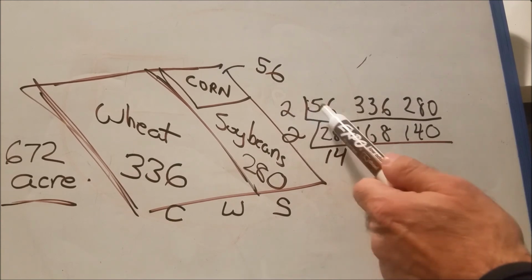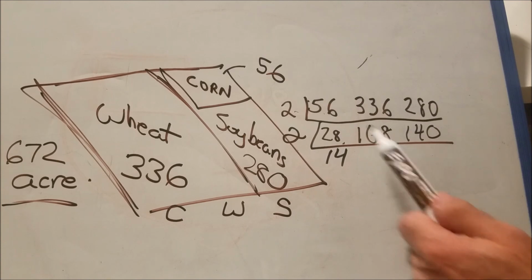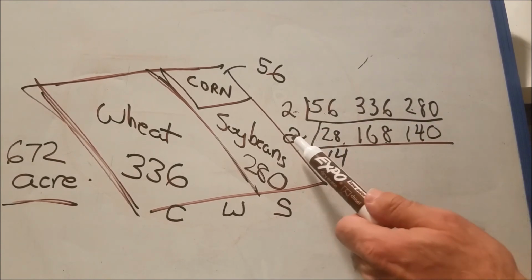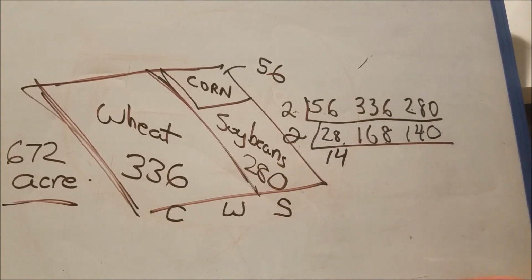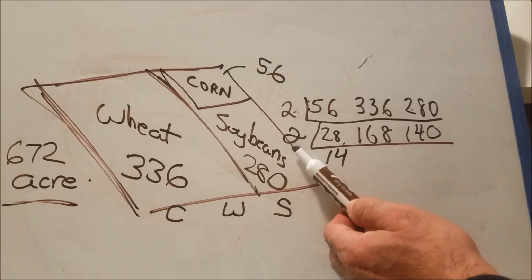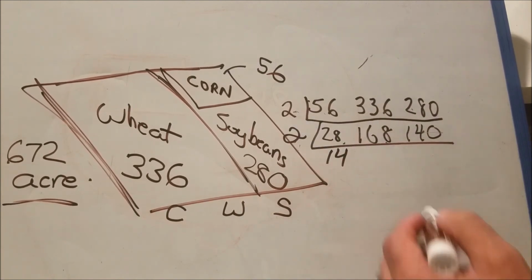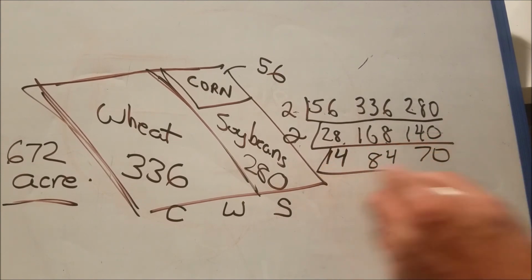Again, 2 went into 56 28 times, 2 went into 336 168 times, and 2 went into 280 140 times. Then I found another number. 2 goes into all these numbers, so we're using 2 again. And you can use a higher number if you see a higher number. We're just showing you an example. So here we got 84. Here we got 70. We make another ladder.